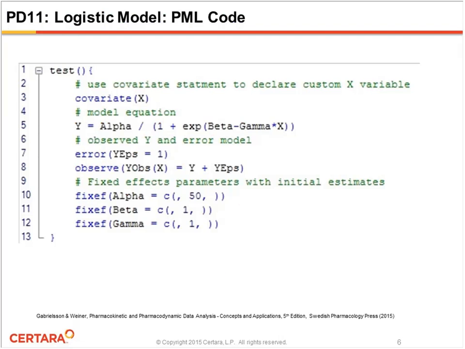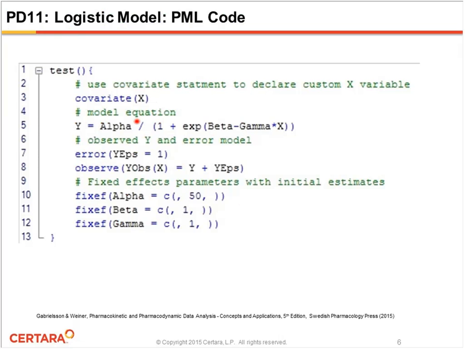So the logistic model translated into PML code. An important consideration here when doing these text models is that by default the text models are looking for the x variable to be time. So to use a custom x variable, in this case distance, we're going to use the statement covariate x. Okay, so that's our starting point. That allows us to read in a column of data that's not time as the x variable.